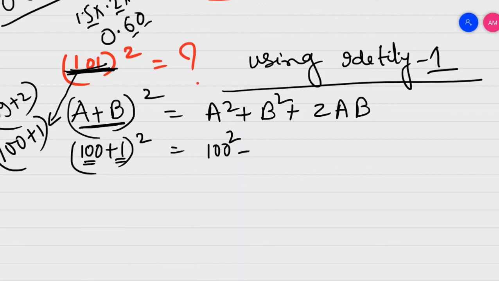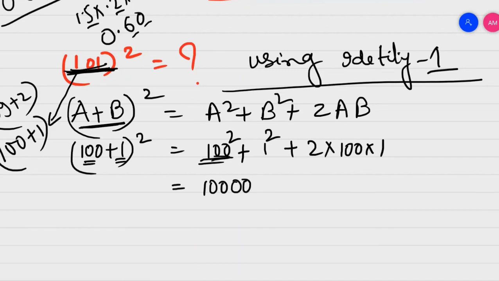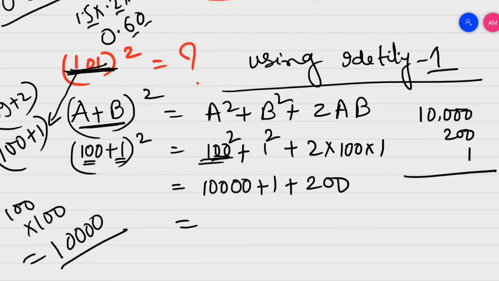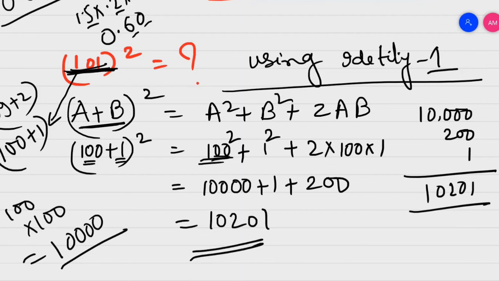See, the first term whole square, that is 100 square, plus the second term whole square, that is 1 square, plus 2 into 100 into 1. Now see, children, how easy it is. 100 into 100: 1 into 1 is 1, and then 1, 2, 3, 4 zeros. So 10,000 plus 1 plus 2 into 100 into 1, which is 200. Now add it: 10,000, 200 and 1. So 10201. This is your answer.